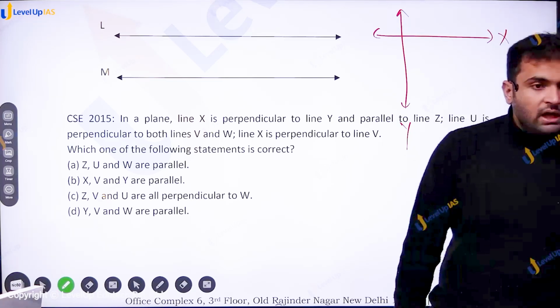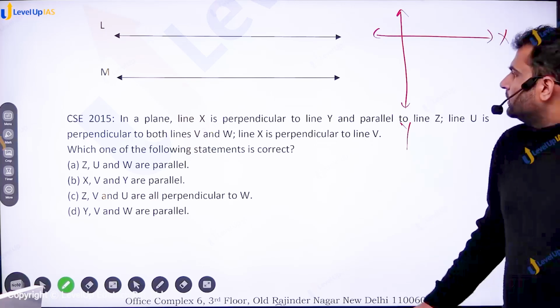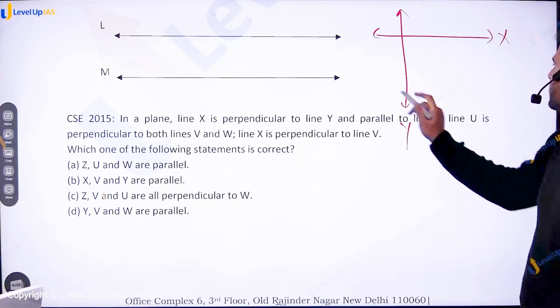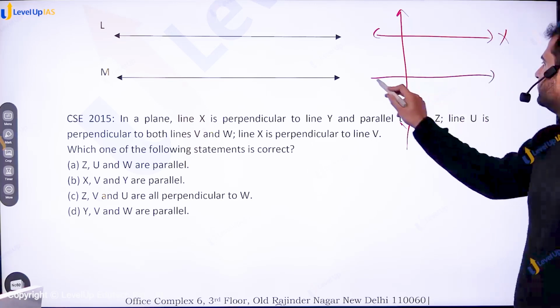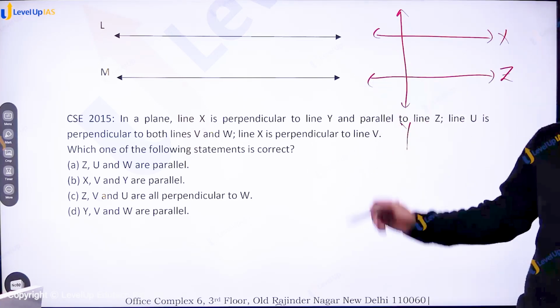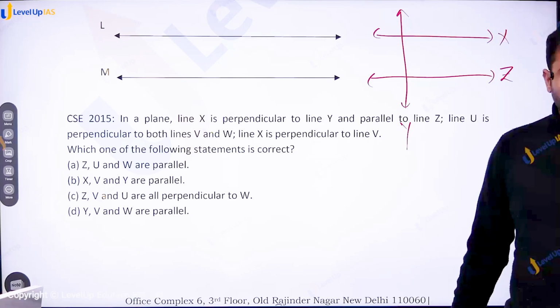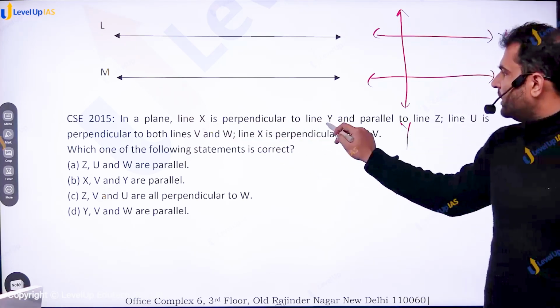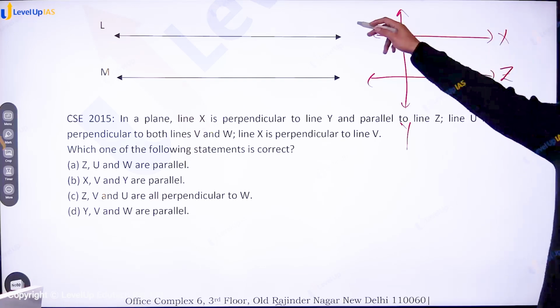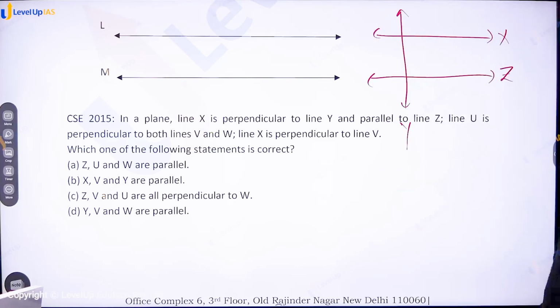How is z? X is perpendicular to y but parallel to z. So z is also in this direction, right? Because it is parallel to x. Line x is perpendicular to line y and parallel to line z. So this is line x perpendicular to line y and parallel to line z.